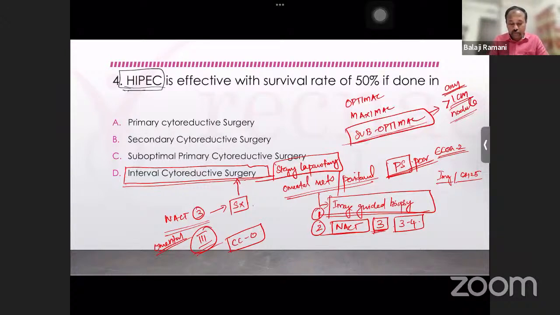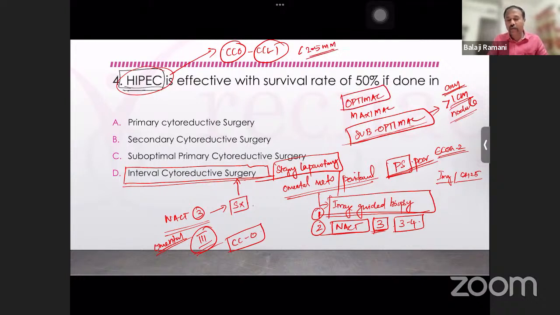Okay, is there a role for HIPEC in suboptimal cytoreduction? No. HIPEC is usually used in scenarios like CC0 and CC1. So what do you mean by the CC? There is another slide that is coming up. I'll show you that. But in essence, CC0 is no visible disease, and CC1 is less than 2.5 millimeter deposits.